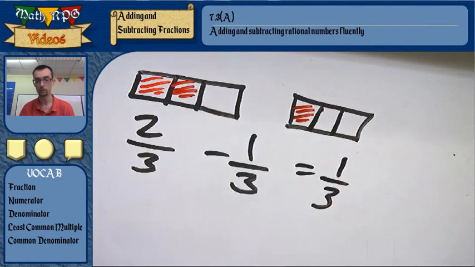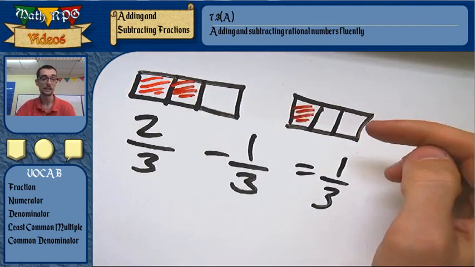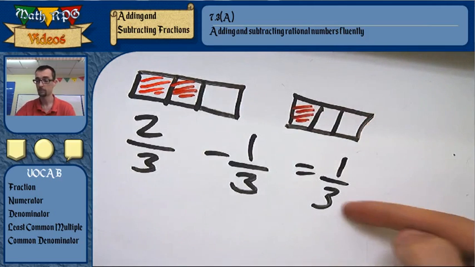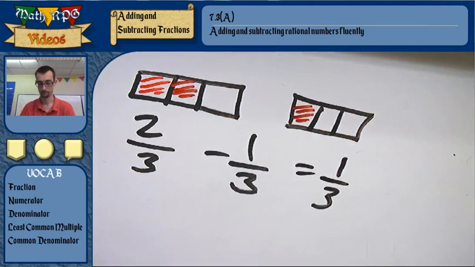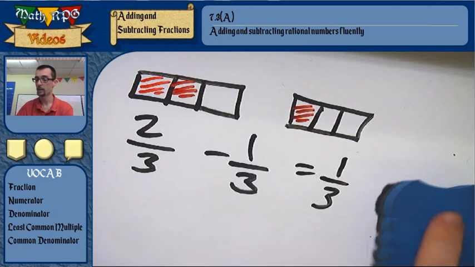So again, we see just like when we were adding fractions and they have the same denominator, when you subtract fractions and they have the same denominator, it's really easy. You keep the denominator the same, and you subtract the numerators. So 2/3 minus 1/3 is 1/3.